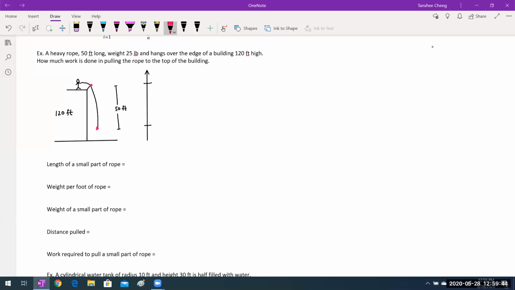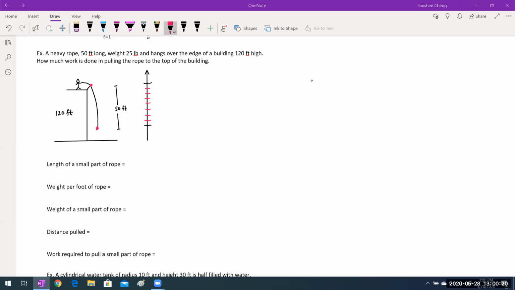Very soon. So the first idea is, if we are pulling up this rope, we want to look at each little part. We're going to break it into equal lengths, right? That's the idea we get from the integral. We're going to put it in equal lengths and try to look at one case.